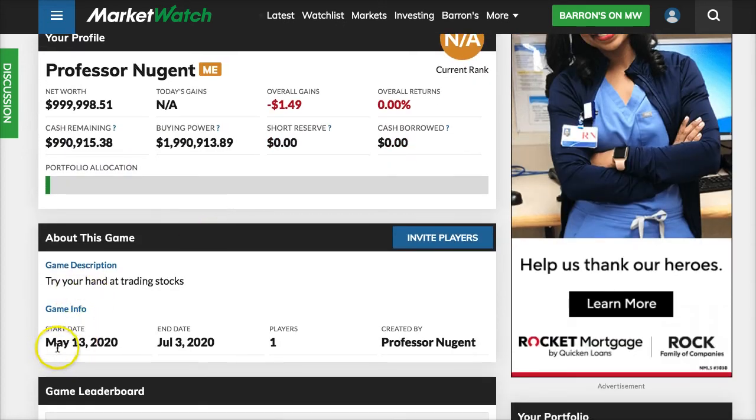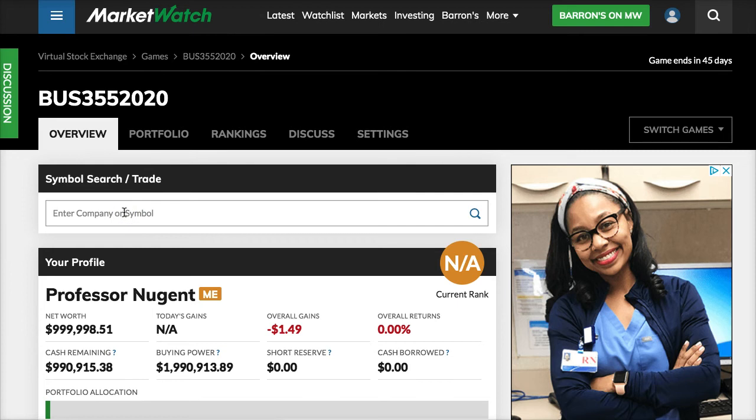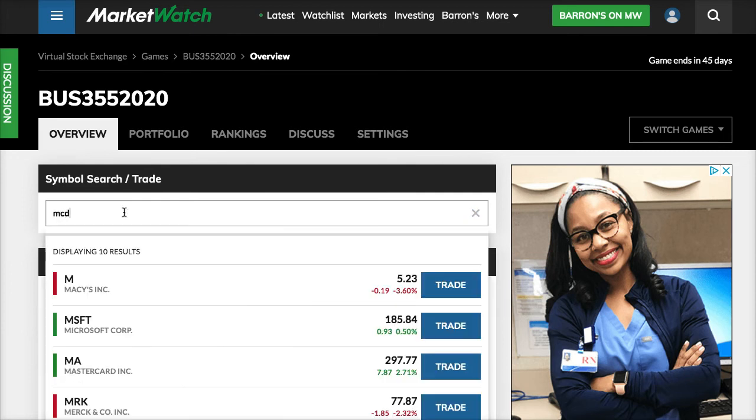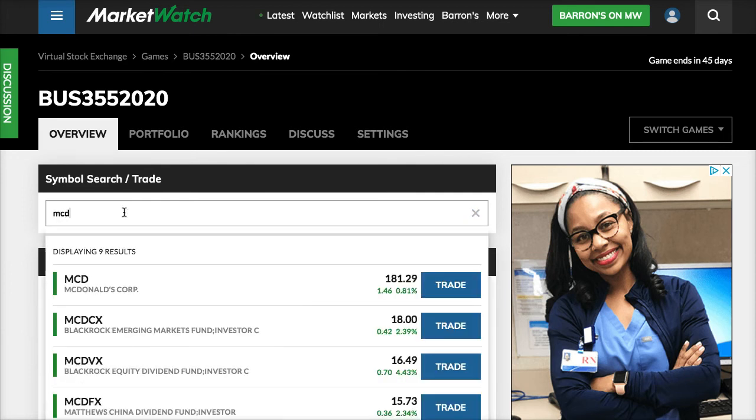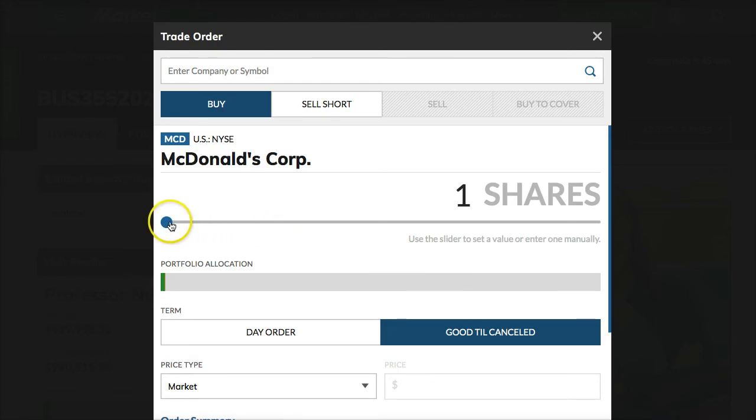And then it shows the game goes from May 13th to July 3rd. So you can start early if you want, but it ends on July 3rd. And if you have an idea of a company like McDonald's that you want to invest in, you start typing in the name of the company, and it'll start listing the companies with that name, and you can click on trade. And here I can just move this slider to how many shares I want to buy.